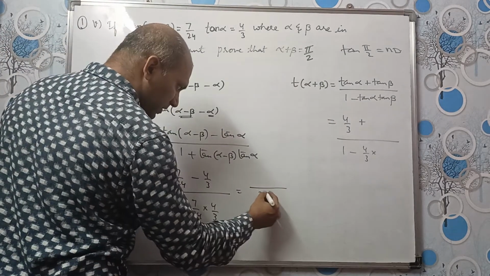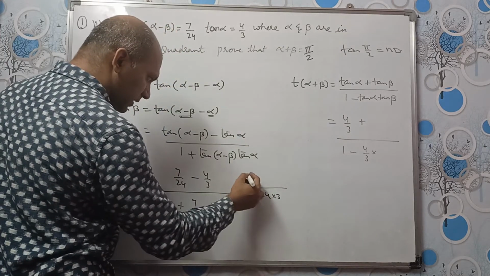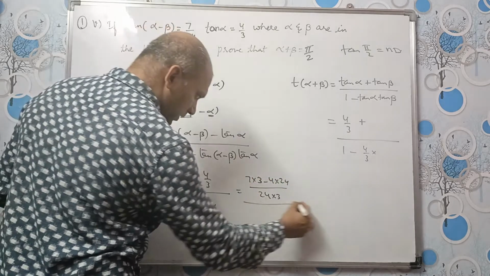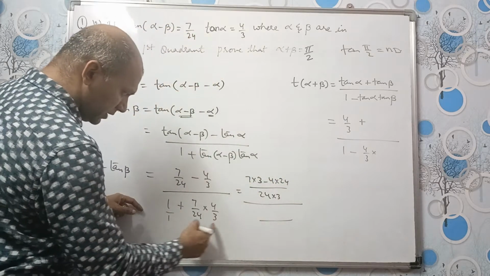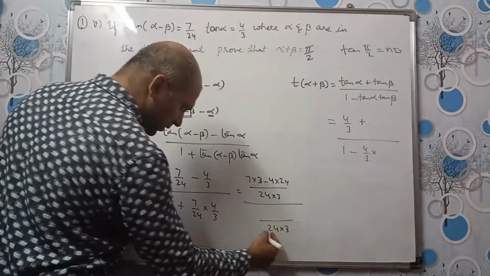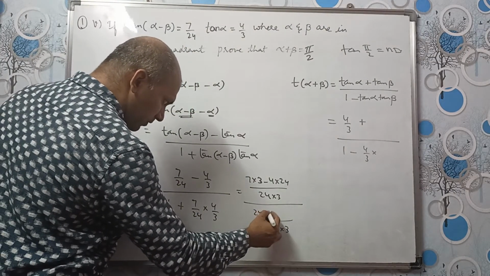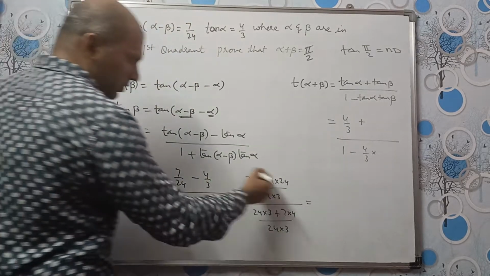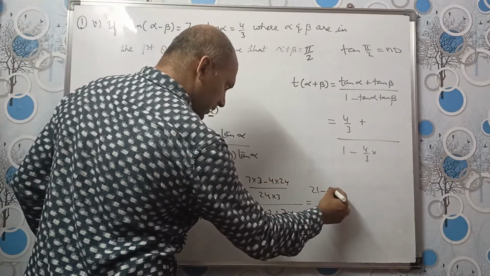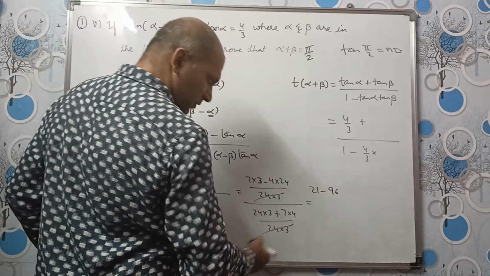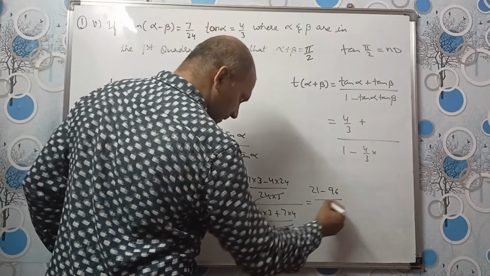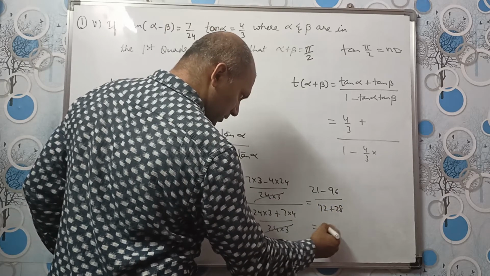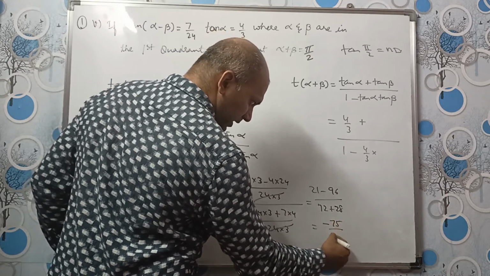So denominators are different. 24 into 3, cross multiply. 7 3s are 21 minus 4 into 24, which is 96, whole divided by 1. Denominators are different, so this will be 24 into 3, cross multiply, 24 into 3 plus 7 into 4. The 24 3 will get cancelled, right? So this is 72 plus 28. So we have minus 75 by 100.